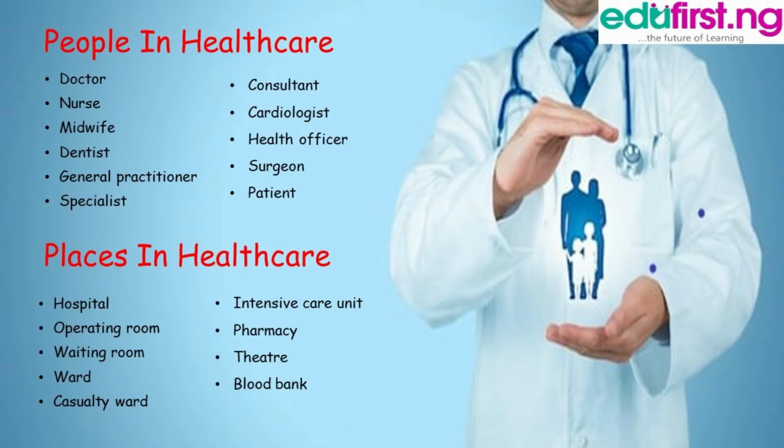Now let's look at some people in healthcare. We have doctor, the nurse, the midwife, dentist, general practitioner, a specialist, a consultant, a cardiologist, health officer, the surgeon, and the patient. And places in healthcare are hospital, operating room, waiting room, the ward, the casualty ward, we have emergency ward too, we have intensive care units, the pharmacy, theater, and we have blood bank.